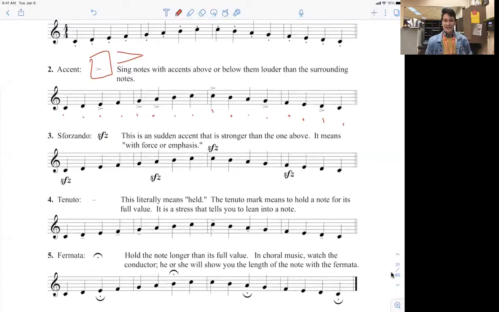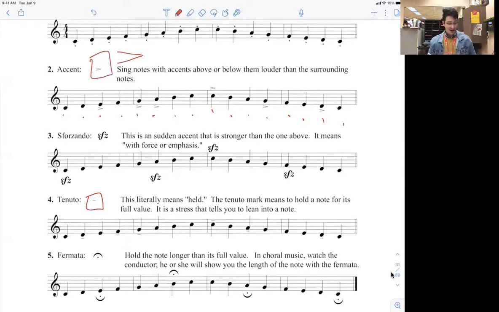Then the next one is a tenuto, which is pretty much the polar opposite of a staccato. Tenuto, which is just a straight line, literally means held. The tenuto mark means to hold a note for its entire full value. It is a stress that tells you to kind of lean into the note. Whereas a staccato is really short, with a tenuto you're going to make that note as long as you possibly can within the confines of that rhythm.